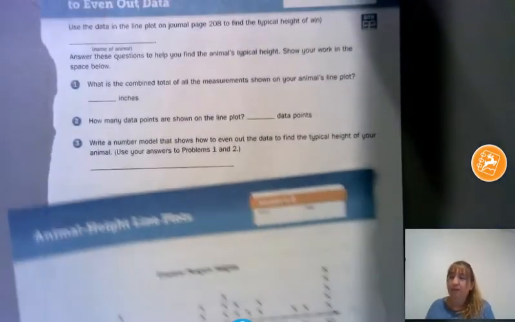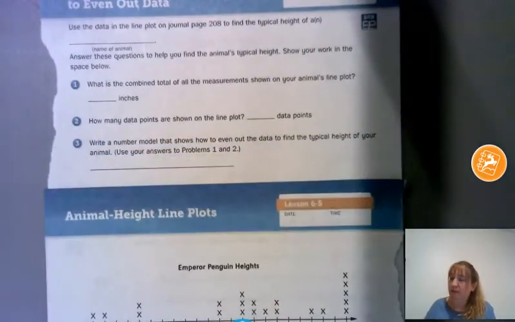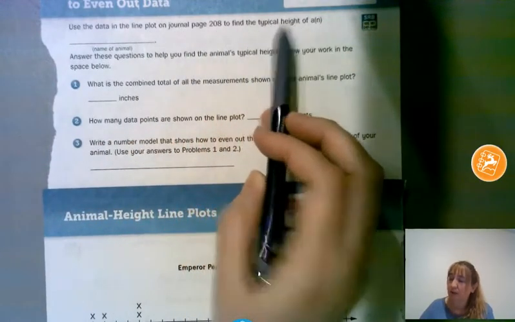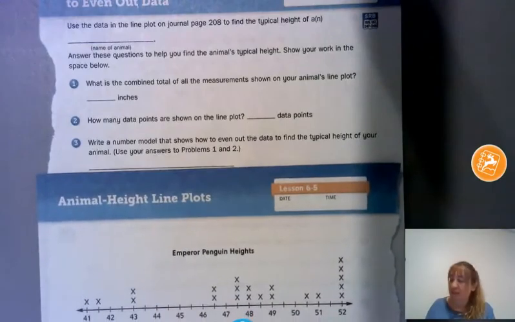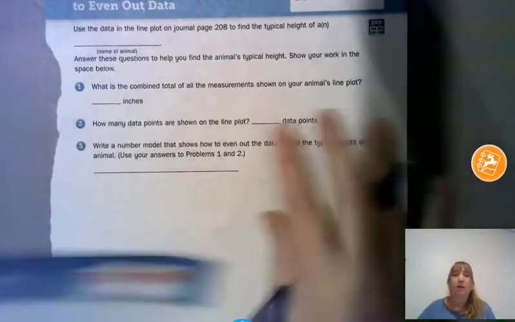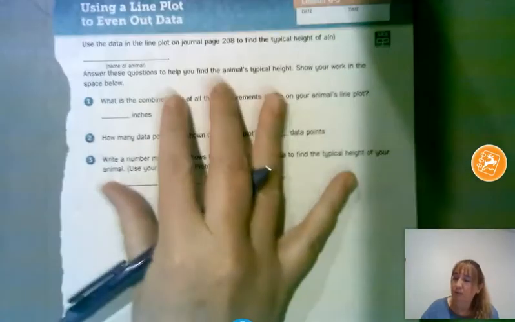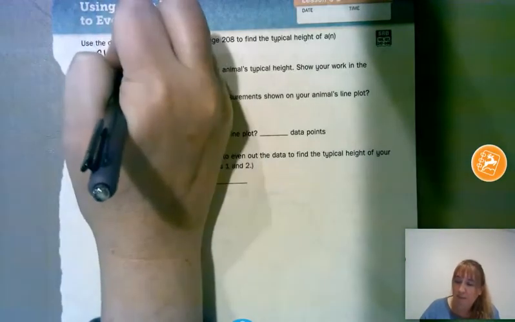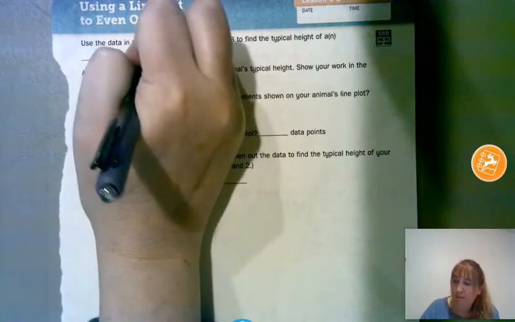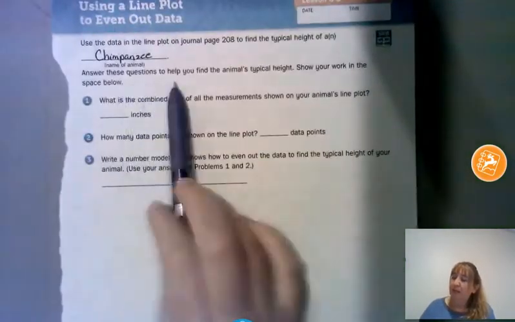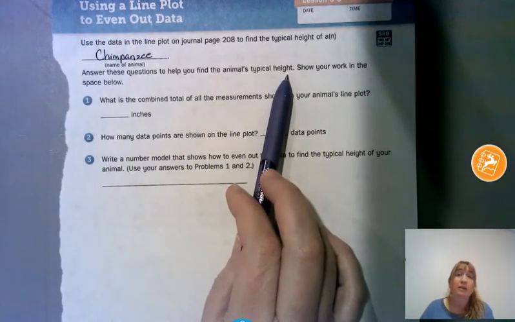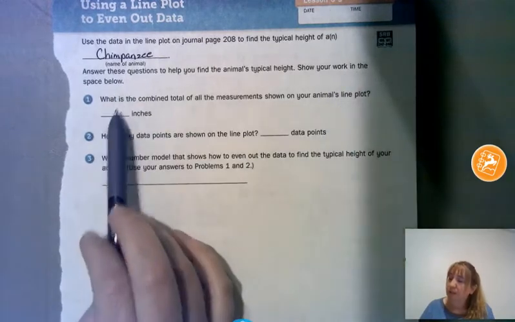So if we go to page 209, let's start filling in the information. It says to use the data in the line plot on Math Journal page 208 to find the typical height of a, and we chose chimpanzee. So that's what we're going to write right there on that line, because that's what we chose. So let's put chimpanzee. It says answer the questions to help you find the animal's typical height. So we want to figure out the typical height of a chimpanzee. Show your work in the space below.